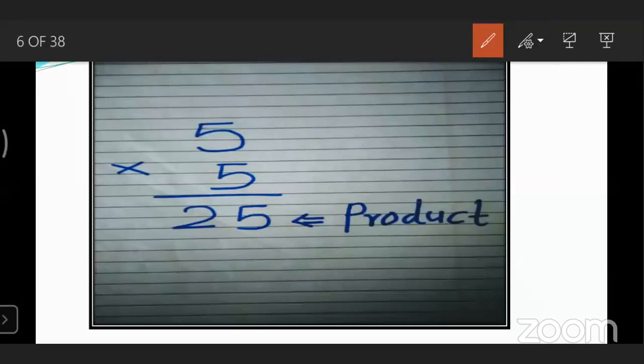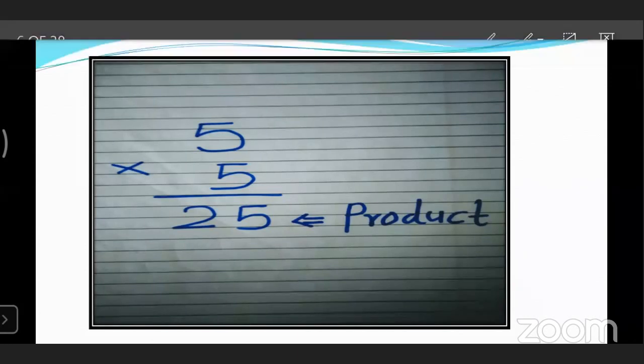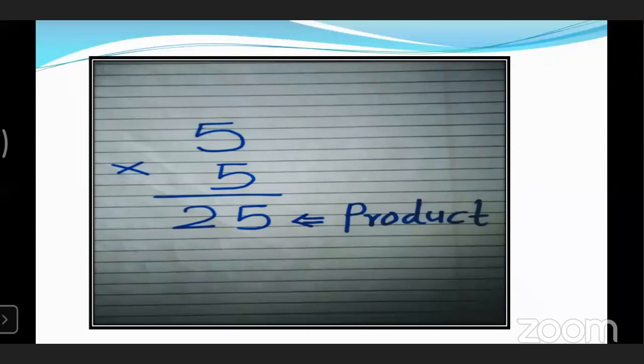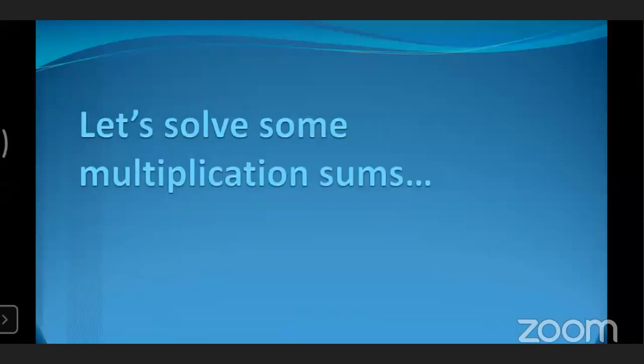Okay, one more question I'm going to ask you orally. 10 multiplied by 2. What will be the product? 20. Very nice. 10 multiplied by 2 is 20. Right? Now next move. Now we are going to solve some multiplication sums.